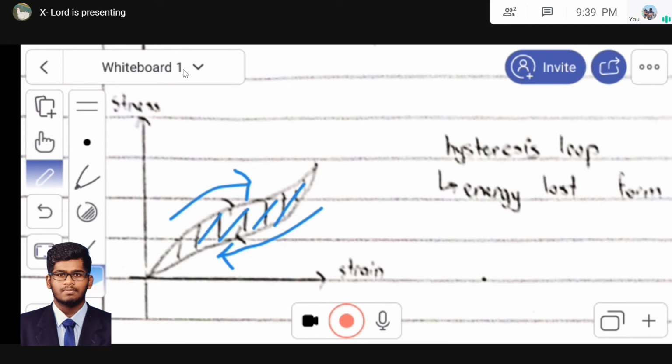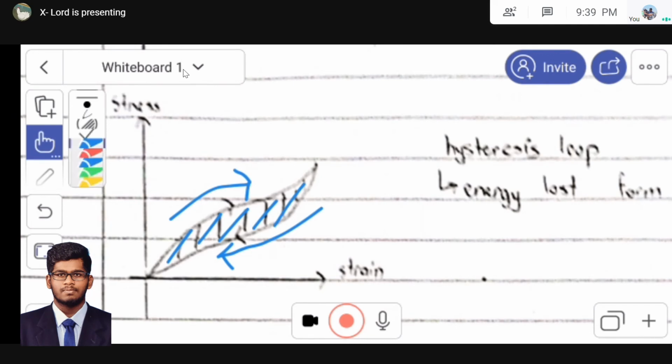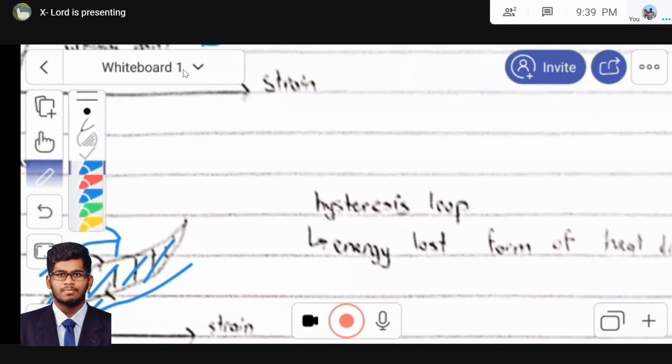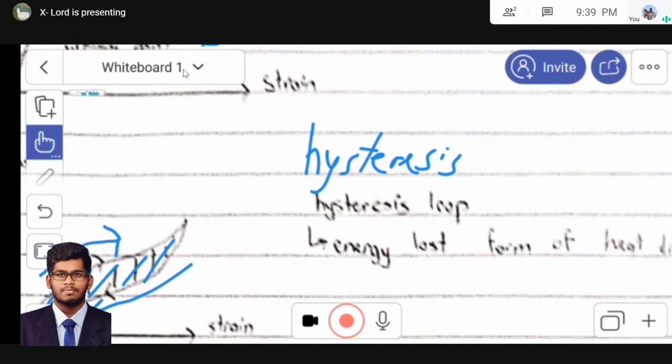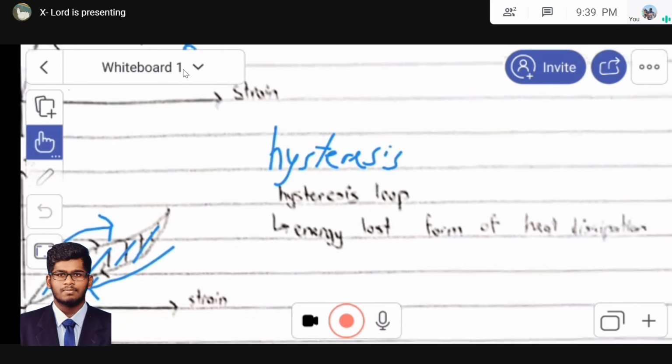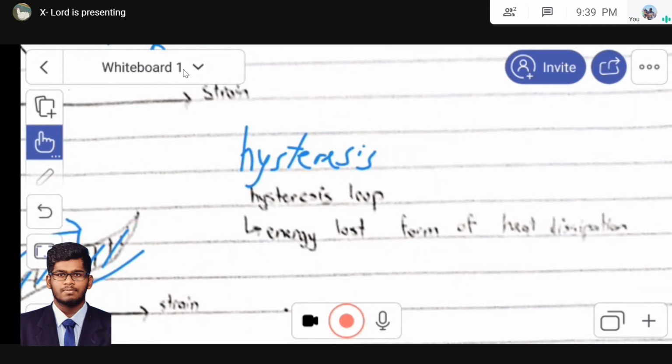Now this shaded area is also known as the Hysteresis Loop. Okay, let me spell that out for you. Hysteresis Loop, H-Y-S-T-E-R-E-S-I-S. Hysteresis Loop. Okay, this loop shows the energy lost in the form of heat dissipation.